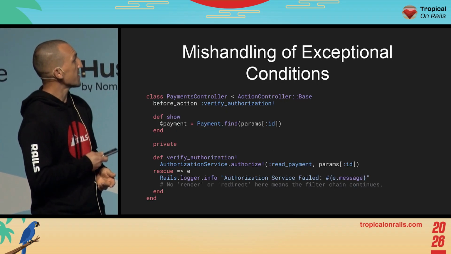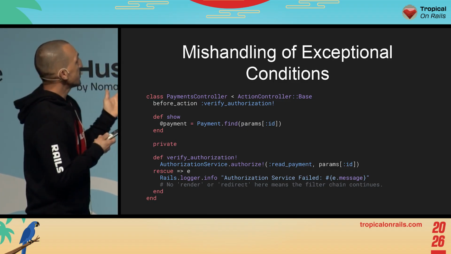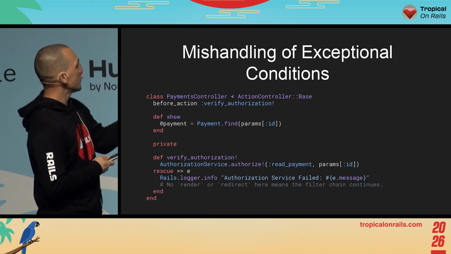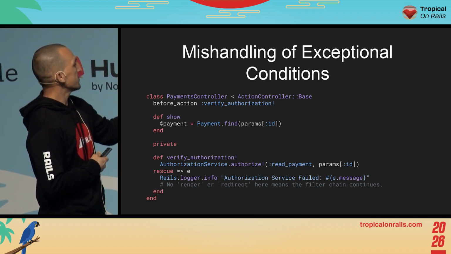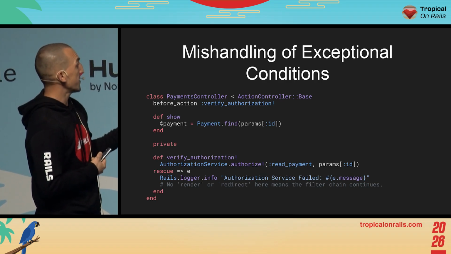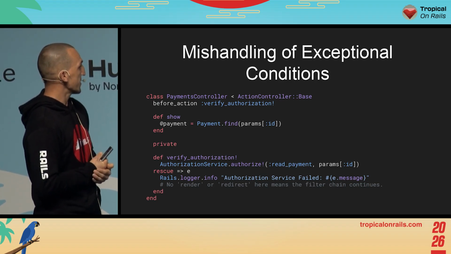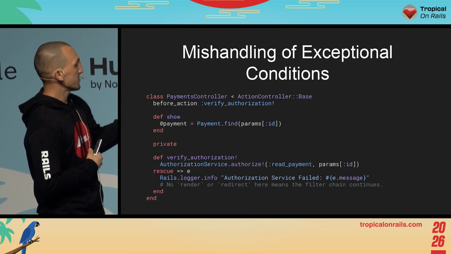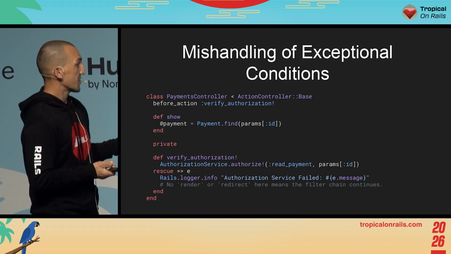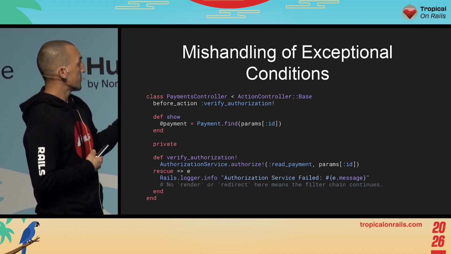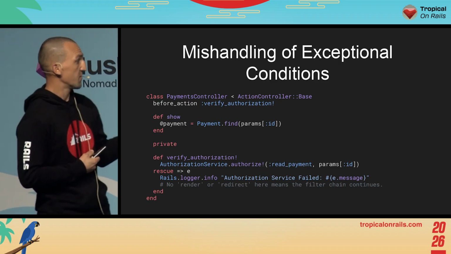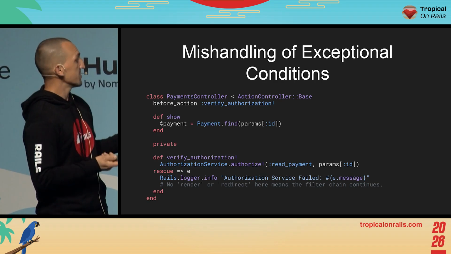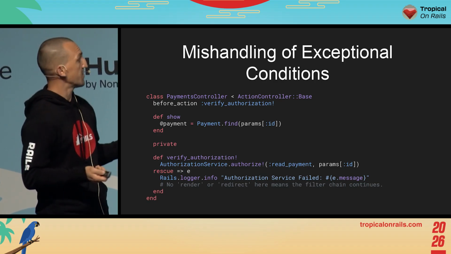For instance, in this example, this is a controller where we have an authorization filter, a before action. If you look at the implementation of the method, you can see that we call our service to do the authorization, and then we do some exception handling. So whatever happens during the authorization, if an exception is raised, we just make a log entry, which is actually pretty bad, because if you don't do render, redirect, or return false, the filter chain just continues. So if your authorization service is down, then everything is authorized, which is pretty bad.